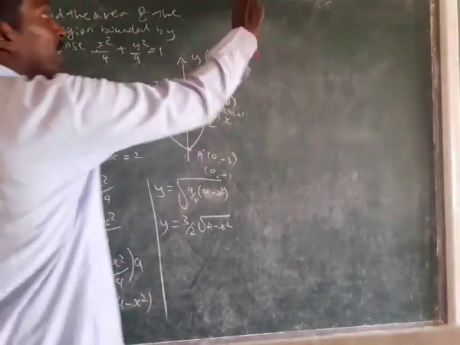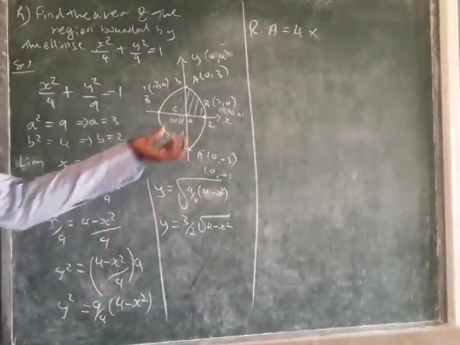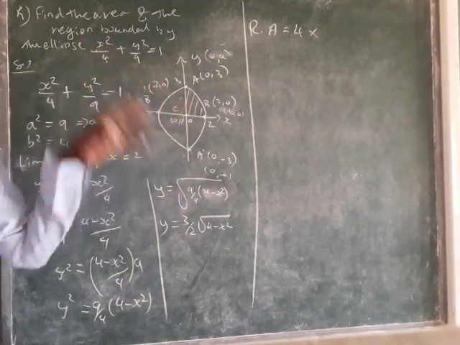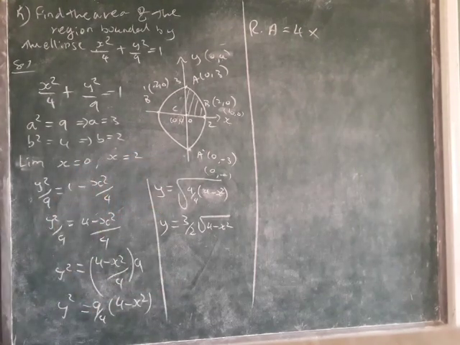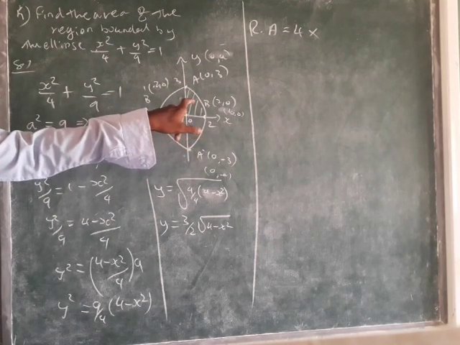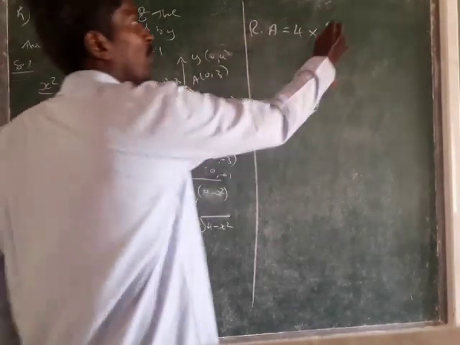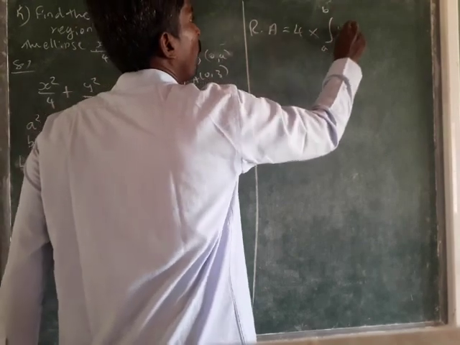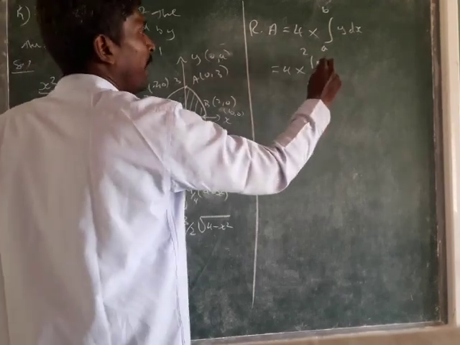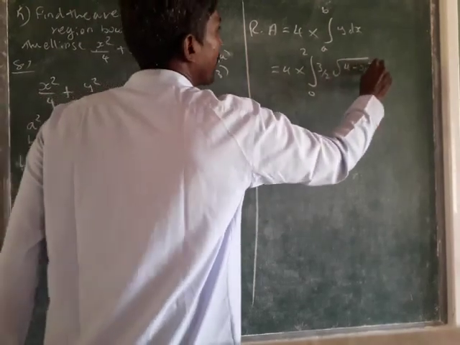What is the required area? The required area is 4 times. Why am I writing 4 times? Because the ellipse is symmetrical about both axes. The area in the first quadrant, like that the remaining three areas are the same, so I multiply by 4. The area covered along the x-axis in the first quadrant has the limit 0 to 2, that means integral from a to b of y dx. So 4 times the integral from 0 to 2 of 3 by 2 square root of 4 minus x squared dx.